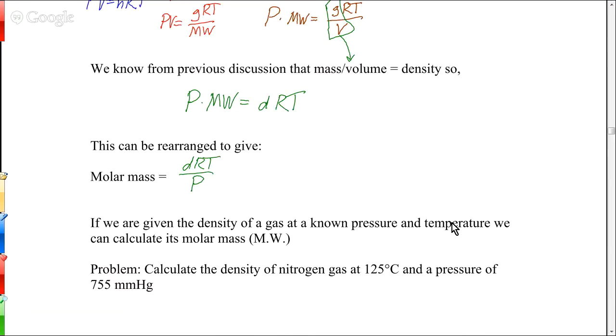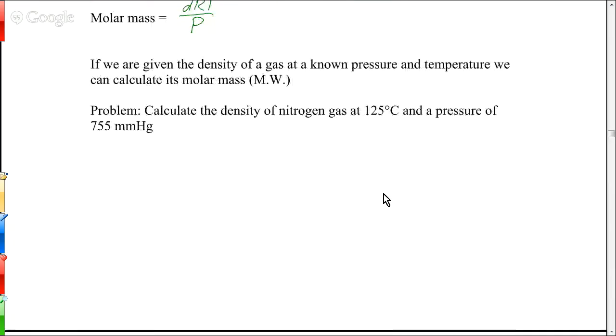So if we know density, which we can measure pretty easily, right? You measure the mass, you measure the volume. We did that in lab already. Then we can also calculate the molar mass of that gas. So we can figure out what an unknown gas is just by measuring its mass and volume. All right? Or we can calculate the density.